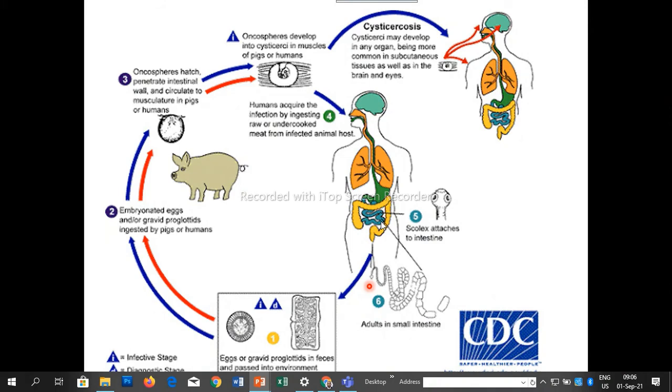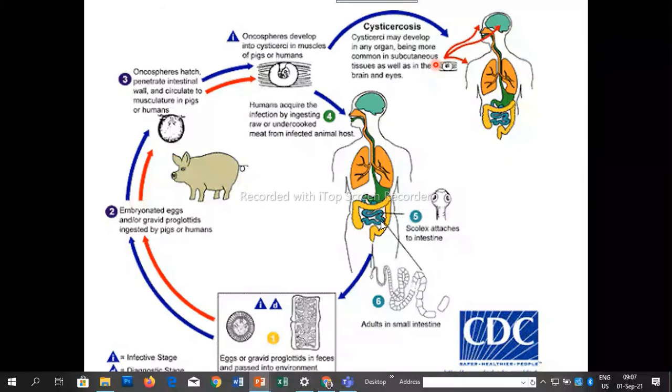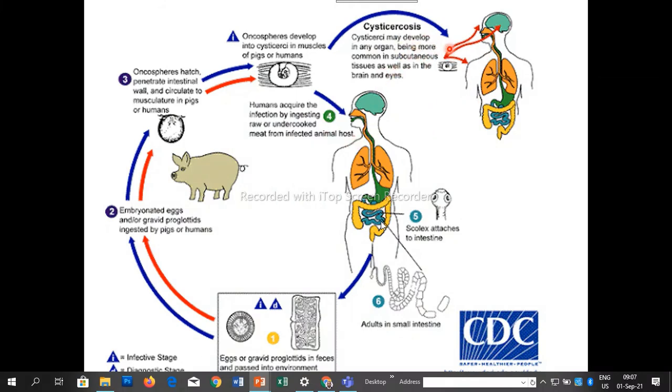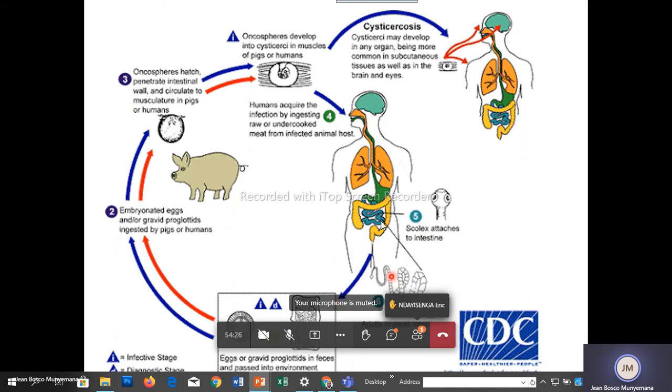Okay, thank you. So let me add another thing. Then we compare. In my study, I find that people living in a village have cysticercosis, but they don't have taeniasis. Then the ones living in the city have taeniasis, but they don't have cysticercosis. Now, what do you think? What do you think?